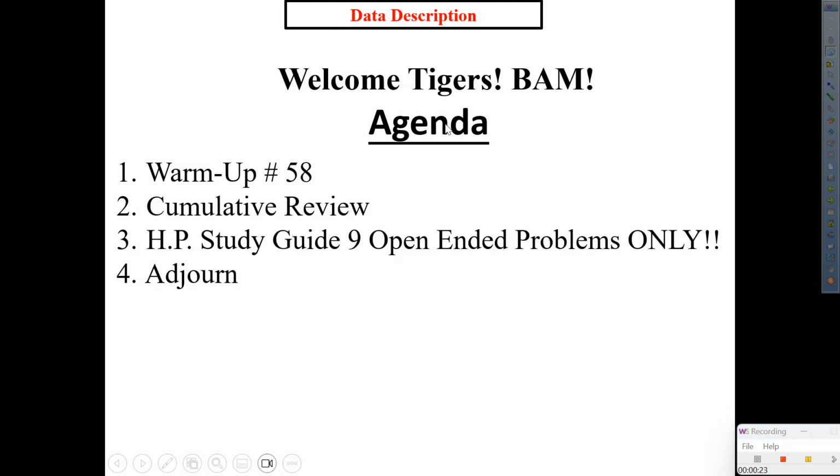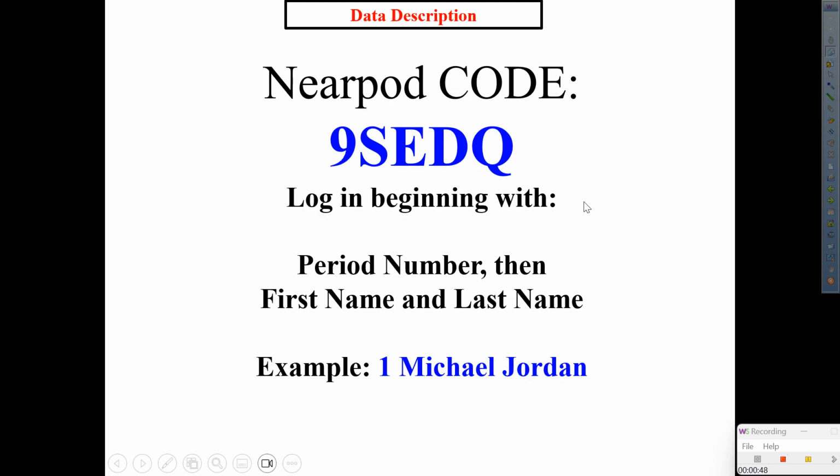The agenda is warm-up 58, community review, and tonight's home play: a study guide with 9 open-ended problems. Like I said, it's a review of everything we've seen. Today we're going to review the final portion of the multiple choice. We're going to try and get through as many as we can. There's the code again in case you need it for your study guide.